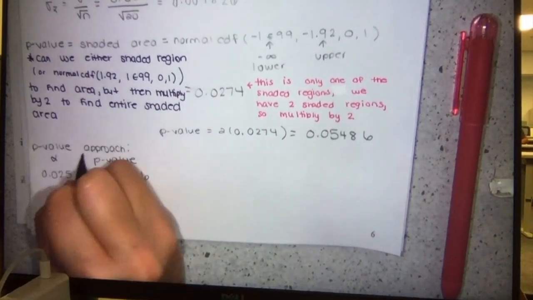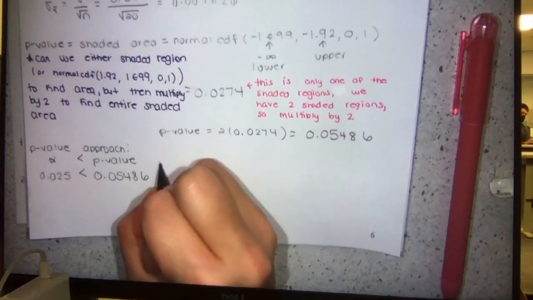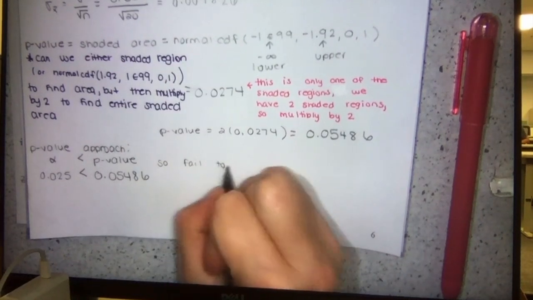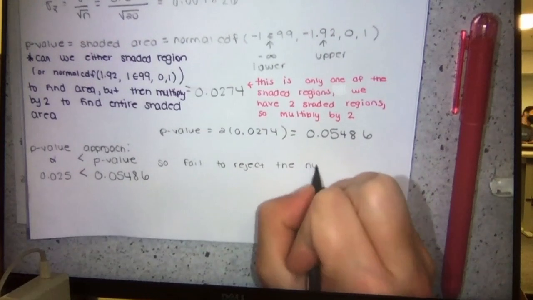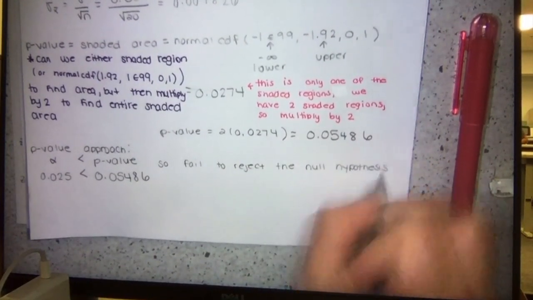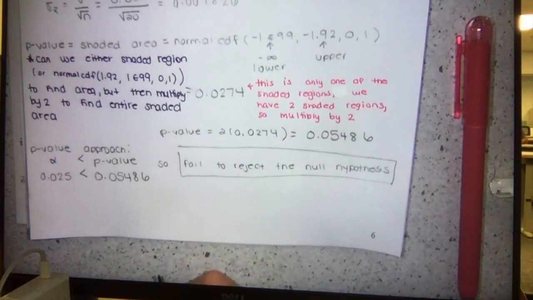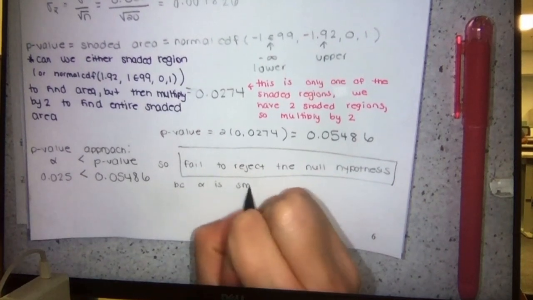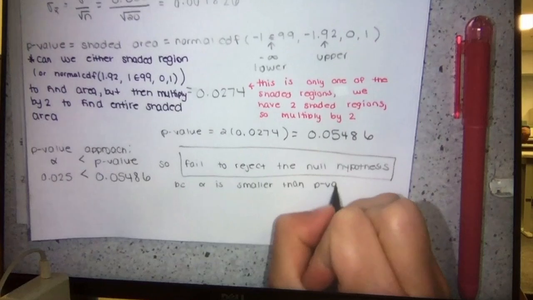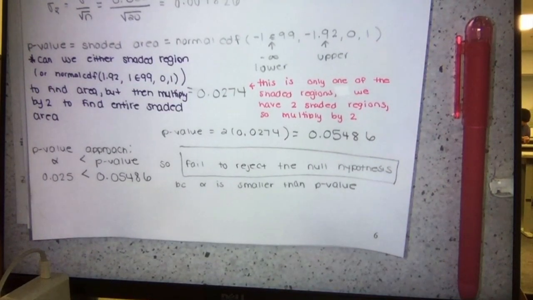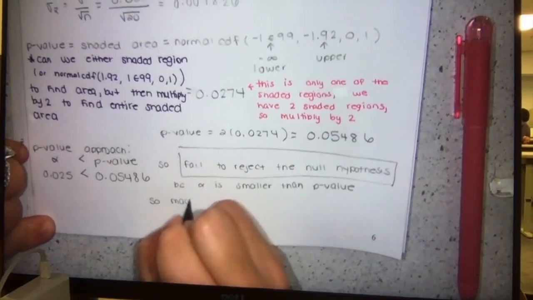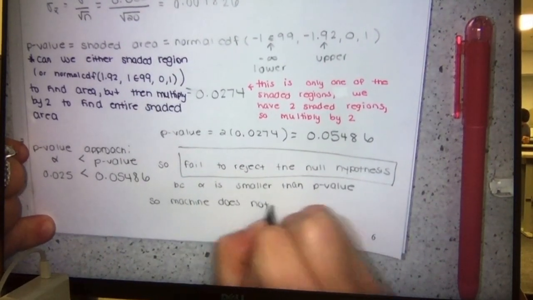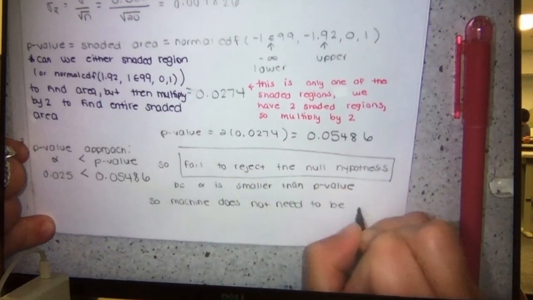0.0546 if you want to say. Our p-value is bigger, so we are going to fail to reject the null. So we don't have enough evidence, so fail to reject the null hypothesis, because our alpha is smaller than our p-value. So it says, will the quality control inspector decide to stop and adjust the machine? If we fail to reject the null, then it doesn't need to be adjusted. So the machine does not need to be adjusted.